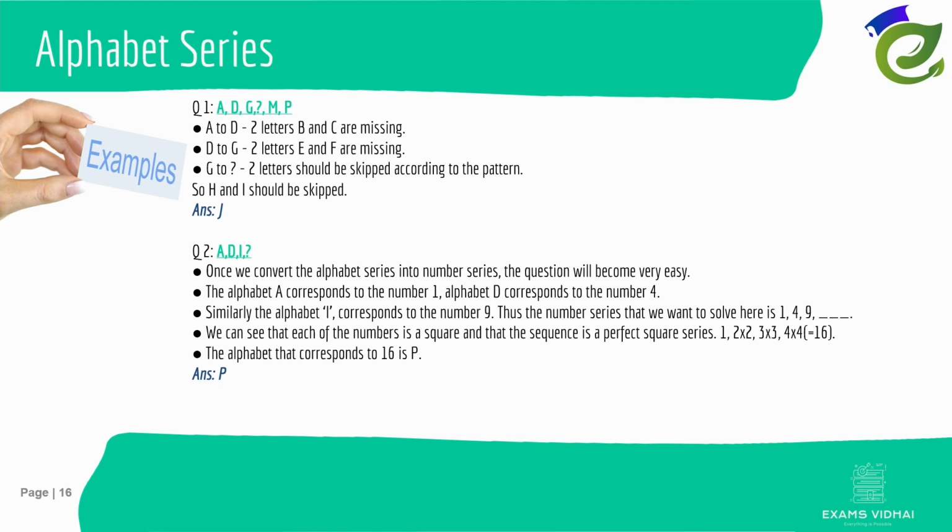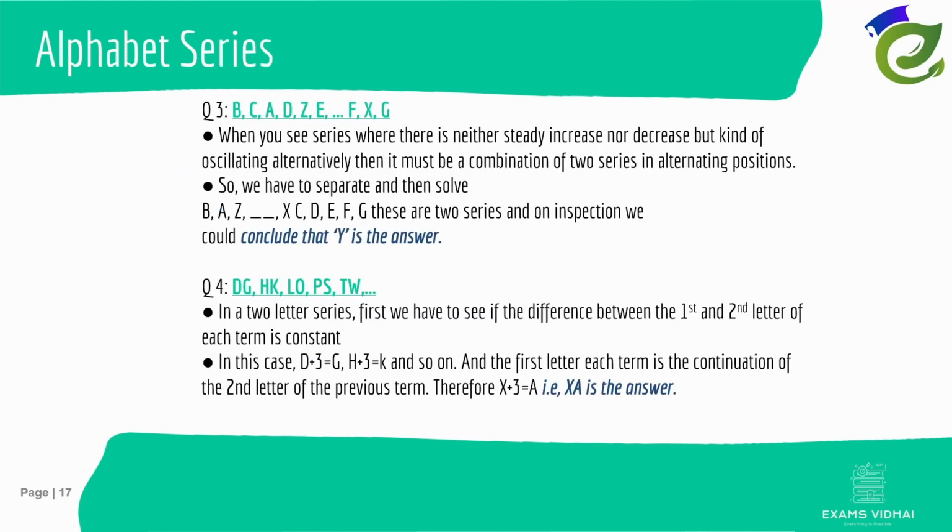If we remember, these are squares of the numbers, that is 1 is square of 1, 4 is square of 2, 9 is square of 3. Hence our next letter will have the number corresponding to 4 square, that is 16. The alphabet that corresponds to 16 is P. Hence our answer is P.